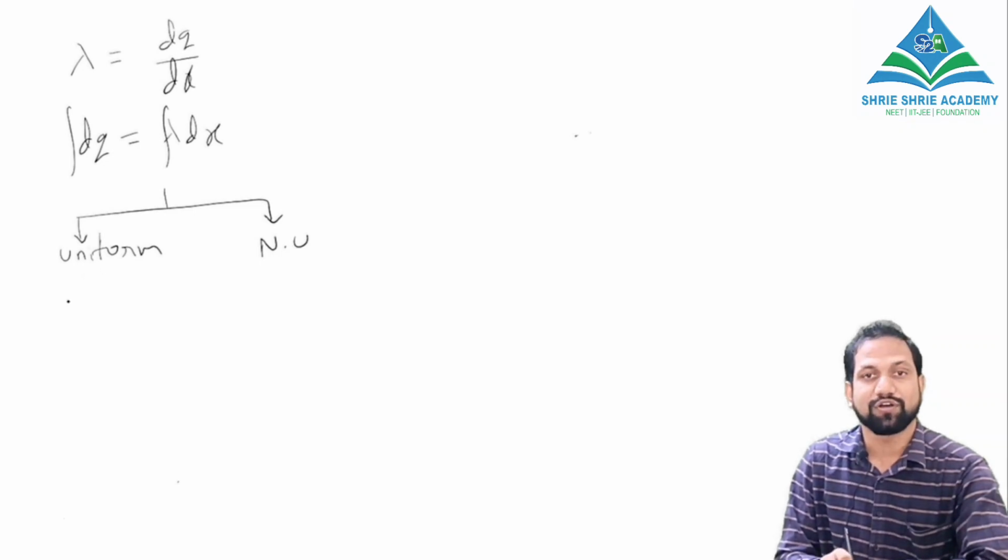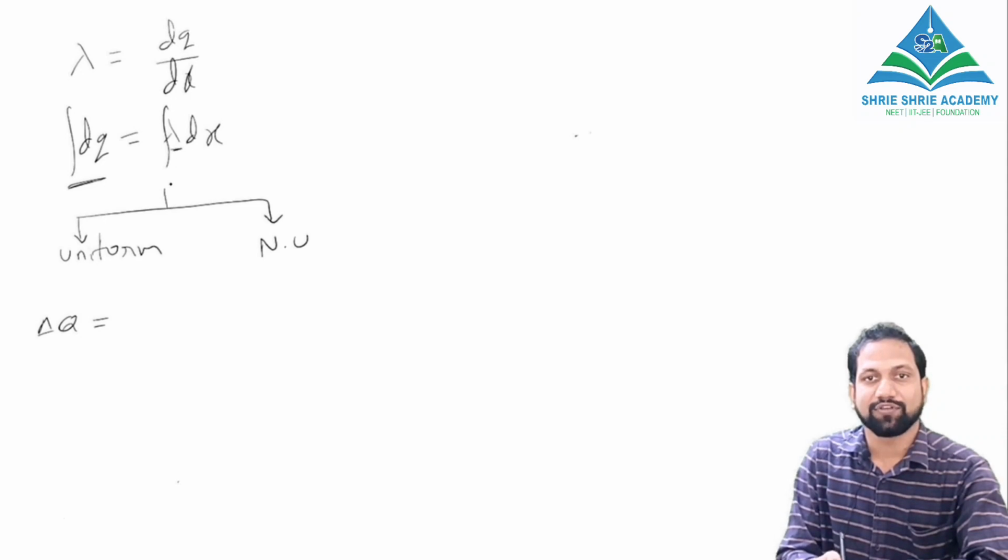If it is uniform charge density, the left hand side of this equation will be del q or capital Q. On the right hand side, lambda we can bring out of the integration. Lambda into the integral from limits x1 to x2 of dx. The integration of dx will be del x, so x2 minus x1.